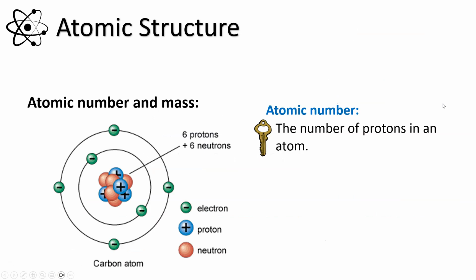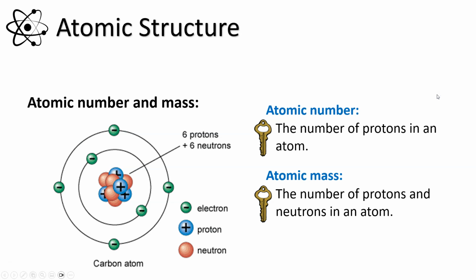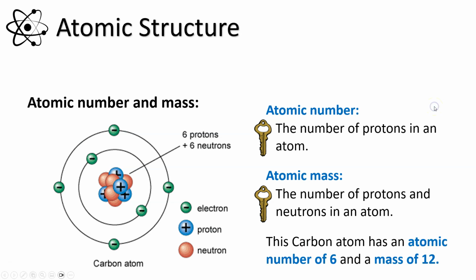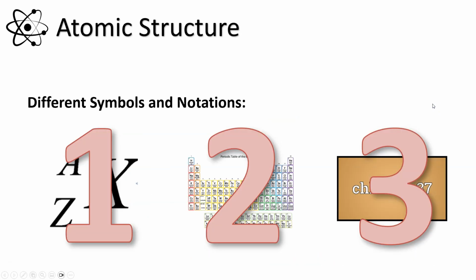2 other vocabulary words that we're going to need before we close out this lesson are atomic number and atomic mass. Atomic number refers to the number of protons in an atom. This particular carbon atom has an atomic number of 6. The atomic mass is the protons plus the neutrons added together. This particular carbon has a mass of 12. 6 plus 6 will be 12. Because the electrons have no mass, they're not added in there. And there's the recap of those values.